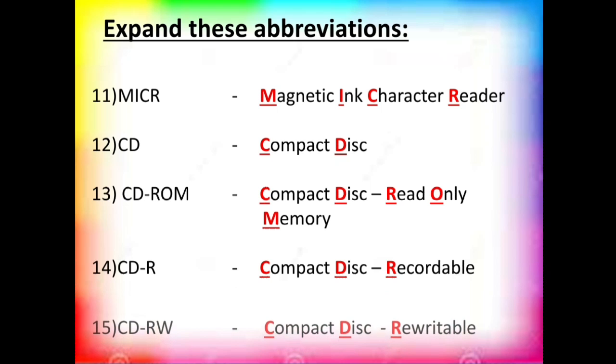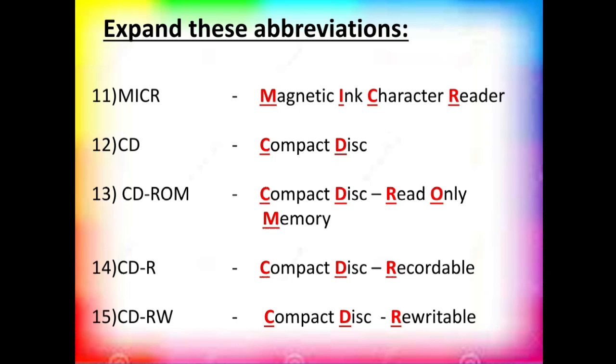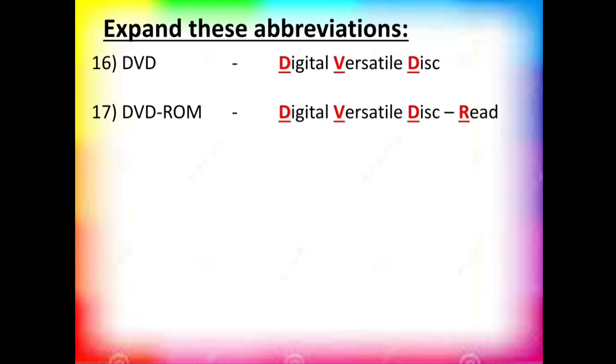The next one is CDRW, that is compact disc rewritable. Okay students, the next one is DVD, digital versatile disc. Here also the same, DVD-ROM, that is digital versatile disc read only memory.